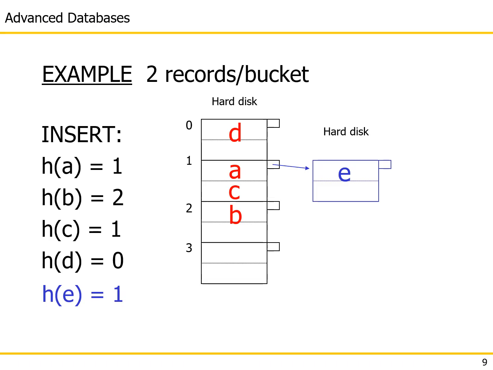Okay? Now, why are we doing this? Because we cannot simply make the bucket or the page bigger, instead of storing 2, we will store 3 or 4. Okay? So what we're going to do is we will solve the problem using overflow pages.